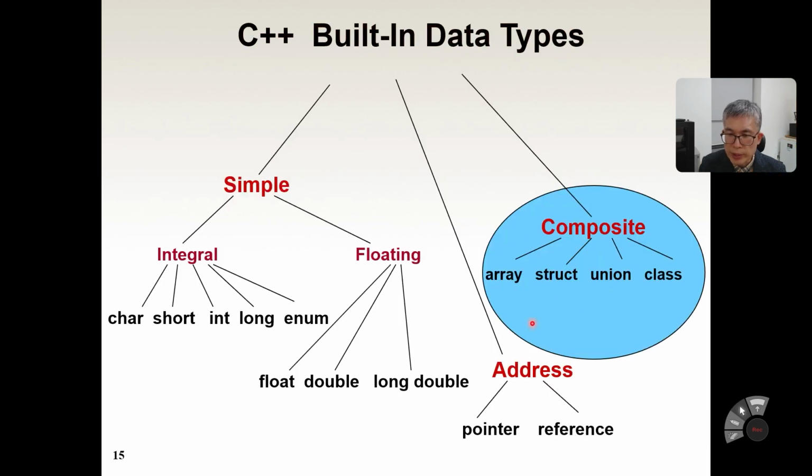And also address types, in C or C++, two kinds: pointer and reference. A pointer points to the address of a variable. A reference is a new feature of C++. This is similar to a pointer, but with different usage.